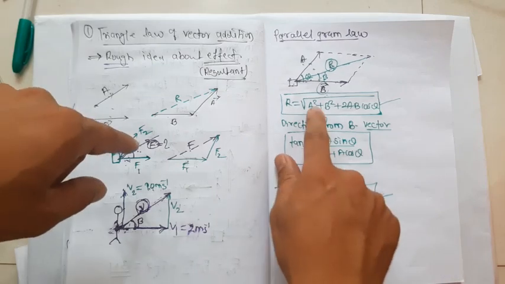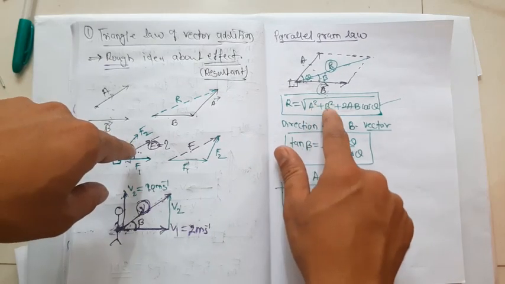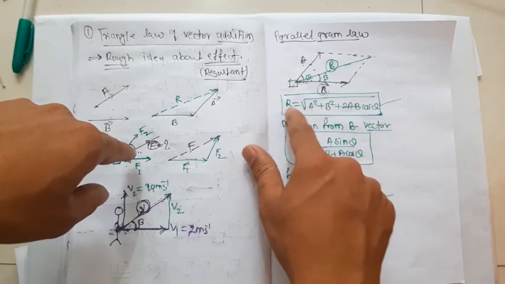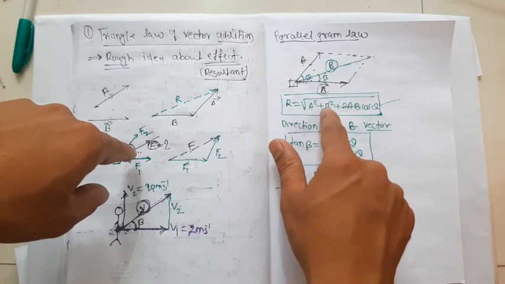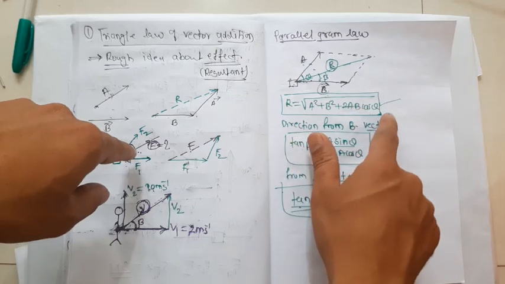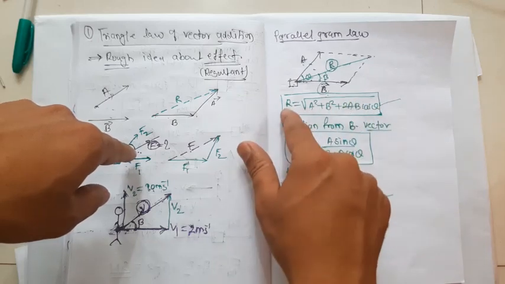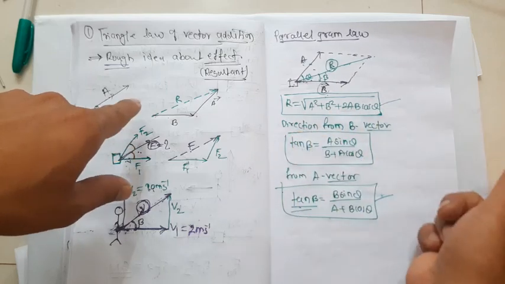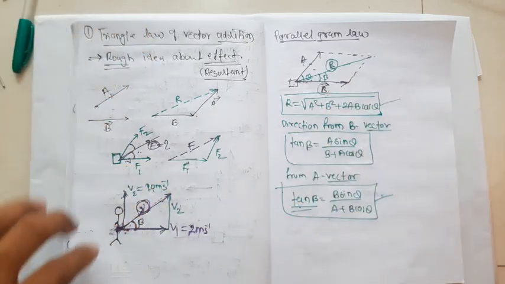This can be anything. It may be force F1 F2, correct? 2 F1 F2 cos theta. If it is velocity, v is equal to under root of v1 square plus v2 square plus 2 v1 v2 cos theta. If it is electric field, E is equal to under root of E1 square plus E2 square plus 2 E1 E2 cos theta. So you can just find out the resultant.